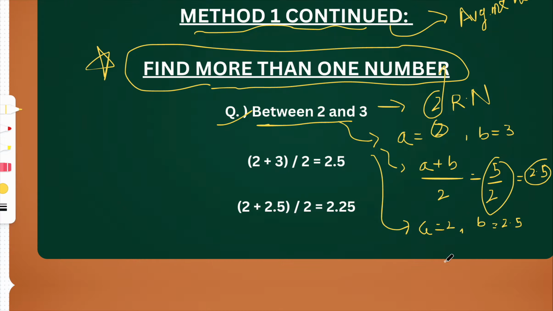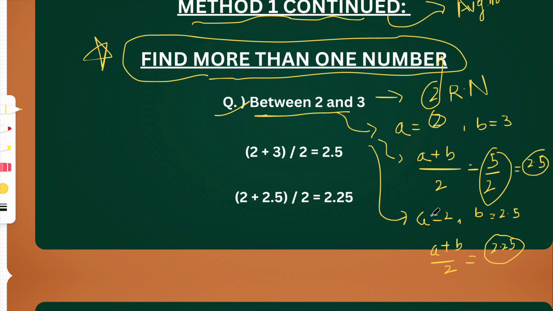So we'll apply the average method, (a + b)/2. It will become 2.25. So this is how we can apply the average method between two numbers. If it had said find three numbers, we could have taken 2.5 and 3 after that. So we just need to find the average between two numbers.